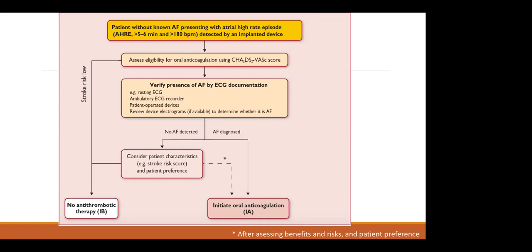If not, you should discuss with your patient the risks and benefits and assess the risk of bleeding, and then it will be a case by case, individualized decision whether to start anticoagulant in patients with detected atrial high rate episodes with no documentation of atrial fibrillation. But if from the start the patient is not eligible for anticoagulation, this patient is at low risk of stroke, and that means there is no need for antithrombotic therapy.